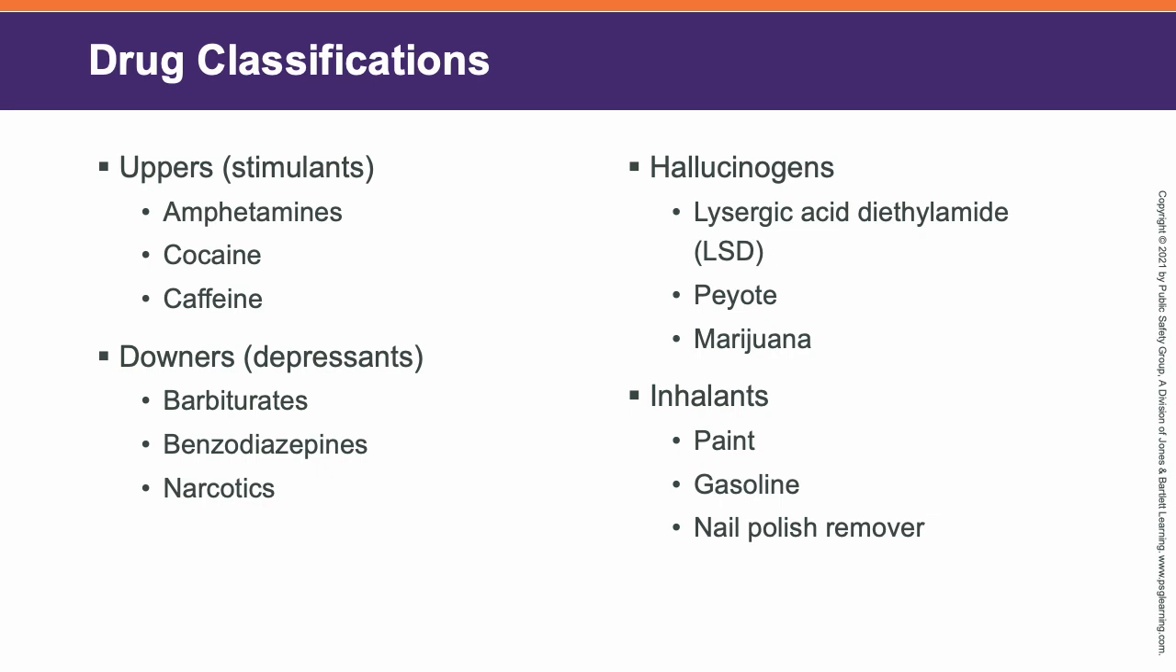So uppers are stimulants. These are like amphetamines, like methamphetamine, cocaine. Caffeine is also a stimulant. Downers are depressants. These are barbiturates, benzodiazepines, narcotics. Alcohol falls in this category. Hallucinogens like LSD, peyote, marijuana. Marijuana also sort of falls into the depressant category. And then you have inhalants, which are like paint, gasoline, nail polish remover. Make sure you know those.